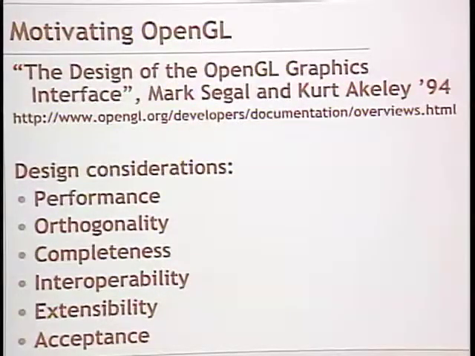Complete: it could do all the things in the graphics system. Interoperable, so you could work with lots of different kinds of computers. Extensible was a big one. They knew that the technology was getting better, and so they wanted to make sure you could take the standard and make it better as time went on, to say, oh, we'd like to add new things to it.